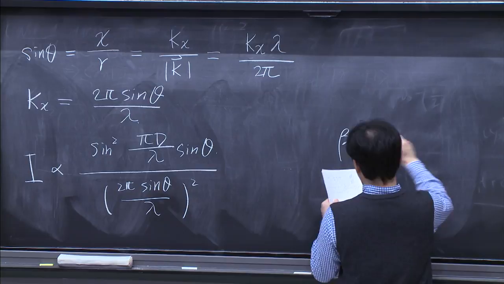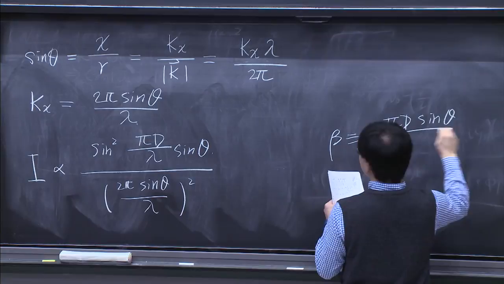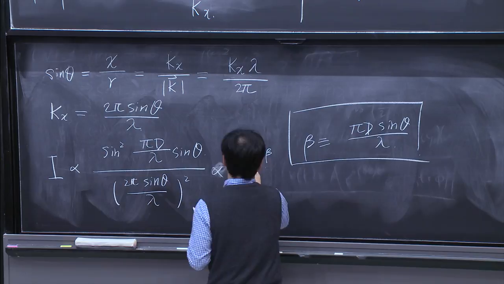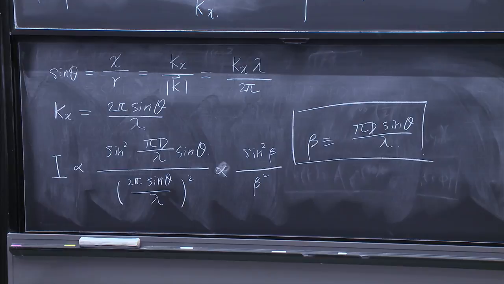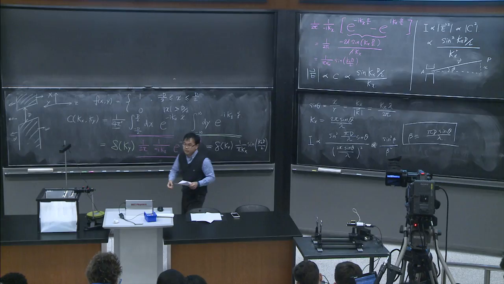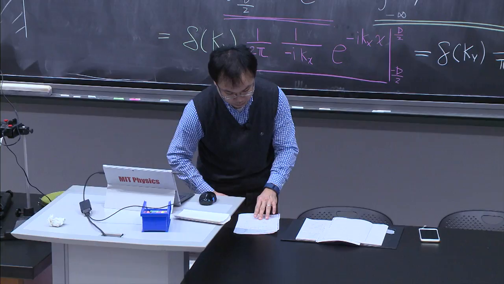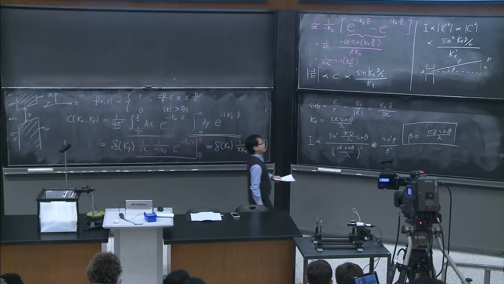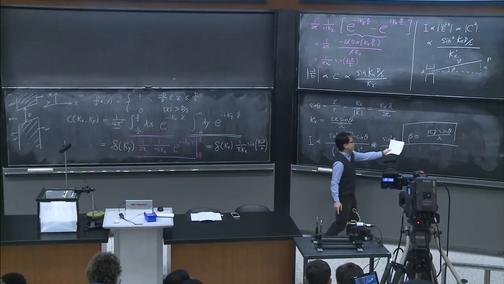If I define beta to be equal to pi d sine theta over lambda, then the intensity will be proportional to sine squared beta divided by beta squared. And this beta is proportional to sine theta and d. Any questions so far? I'm just replacing the variables so that it's in terms of theta and some variable which simplifies the expression dramatically.